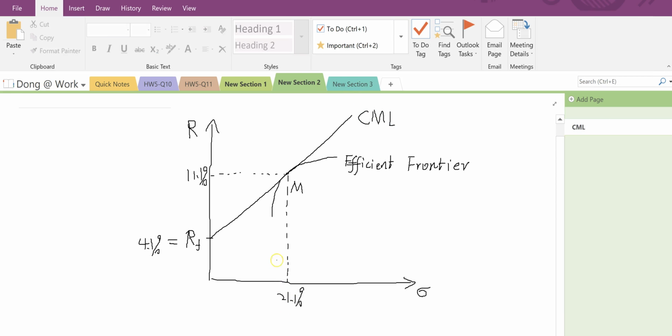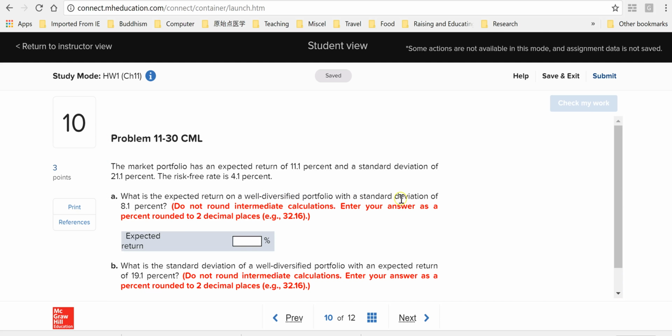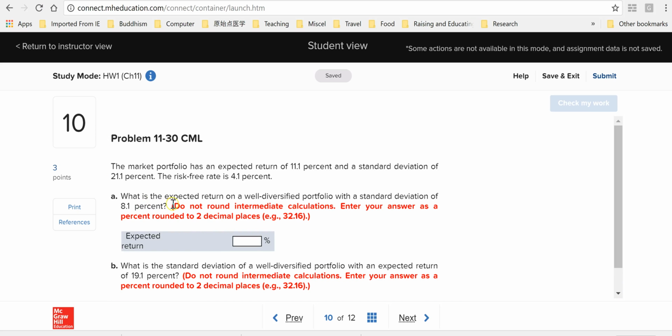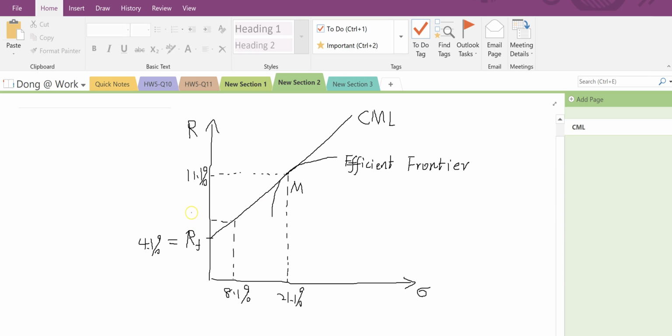And you know that its standard deviation is 8.1%. So it's somewhere here, I guess. So this is 8.1%. And the question is, what is this return here? What is the expected return on this portfolio? So that is the question.